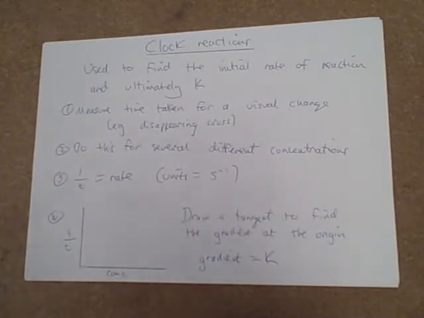Incidentally as well, another way of measuring the time taken would be for a coloured solution to reach a certain intensity, like the deepness of the colour. And we could use this by using a colorimeter, which is quite a fancy machine, and it measures the intensity of the colour of a solution. So that would be an alternative way to measure the time taken for a visual change. And there's others too.